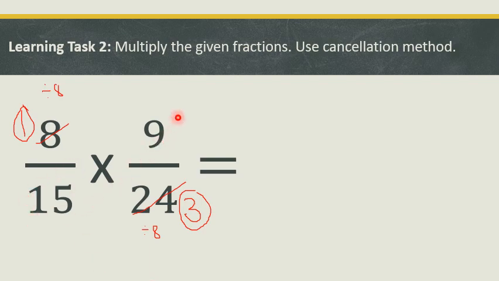Yung 9 at 15. Saan pa pwedeng i-divide ang 9 at 15? Okay, pwede po siya sa 3. Divide natin siya sa 3. Bakit hindi pwede sa 9? Kasi po yung 15, hindi naman siya divisible sa 9. Divisible lang sila sa 3. Yung 9 divided by 3 is 3. And then, 15 divided by 3 is 5.